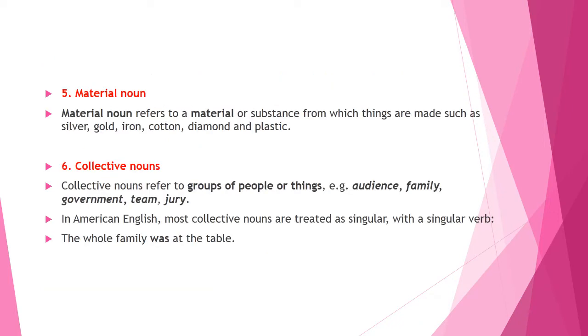The next type is called material noun. Material noun refers to a material or substance from which things are made, such as silver, gold, iron, cotton, diamond and plastic.